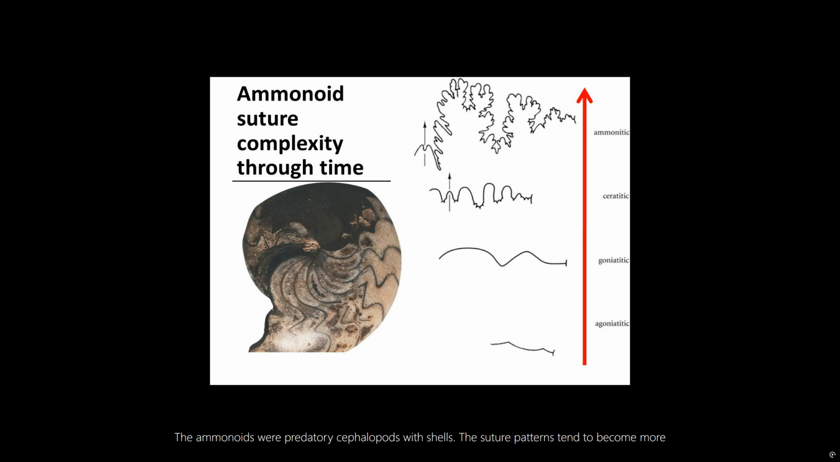The suture patterns tend to become more complicated through time. Compare the basic goniatitic pattern in this diagram to the suture pattern visible in the photo to the left. Goniatitic ammonoids were quite common from the Devonian to Carboniferous. Ammonitic sutures were most common in the Mesozoic until their extinction at the end of the Cretaceous.